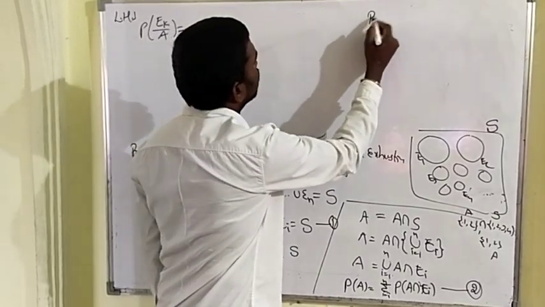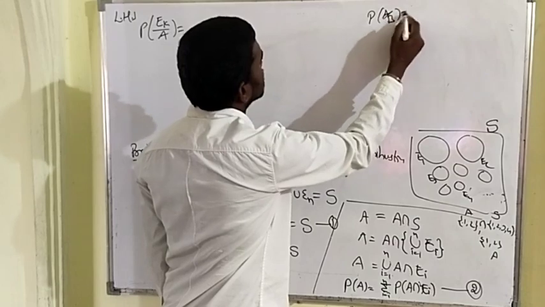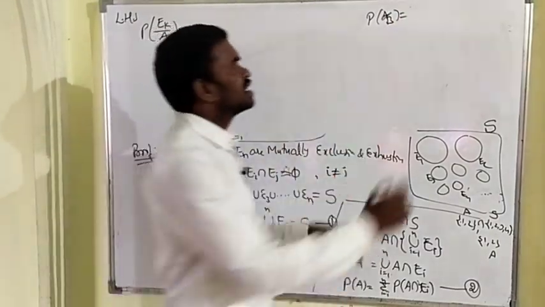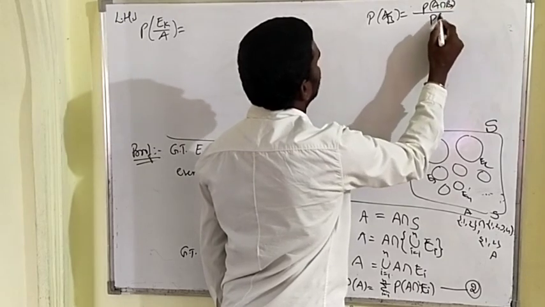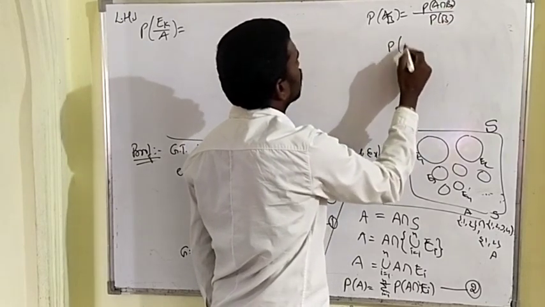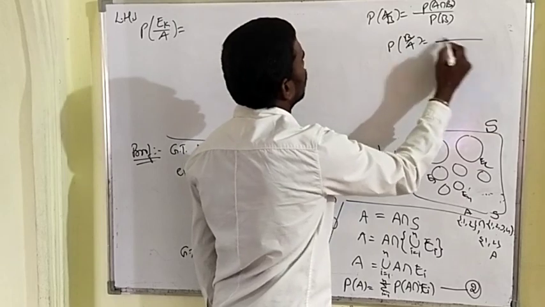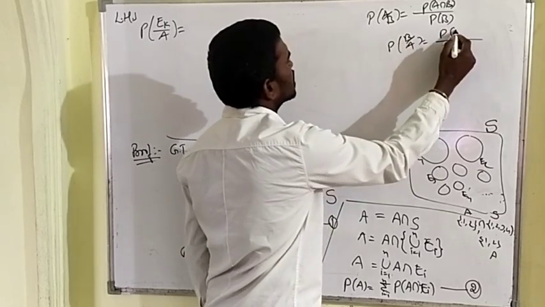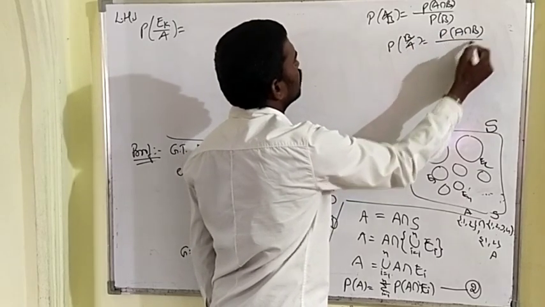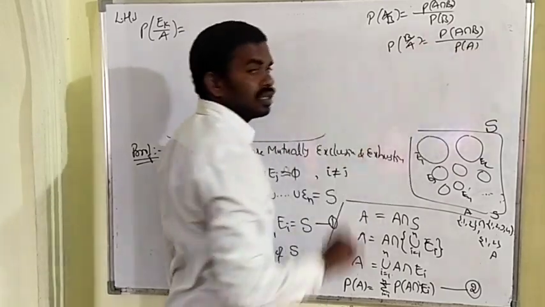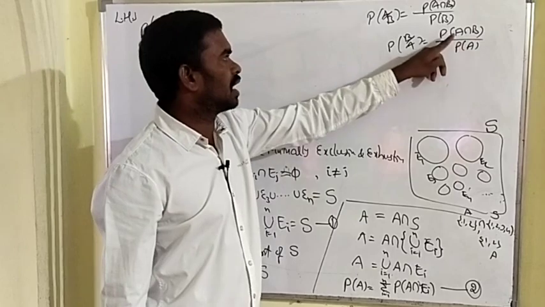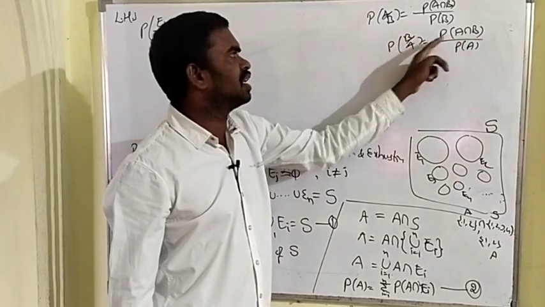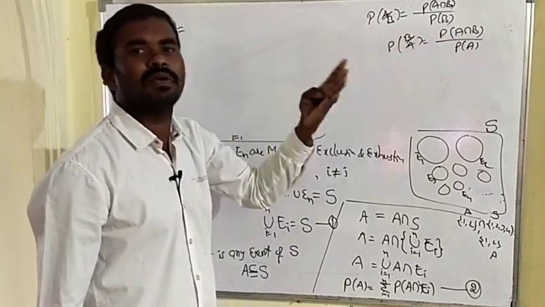Conditional theorem, I am just repeating. Conditional theorem says that probability of A by B is equal to probability of A intersection B by probability of B. Or we can write probability of B by A is equal to probability of B intersection A, or you can write A intersection B, by probability of A. Whatever is in the condition, that will be the probability in the denominator, and in the numerator the probability of the intersection of two events. So to remember roughly.